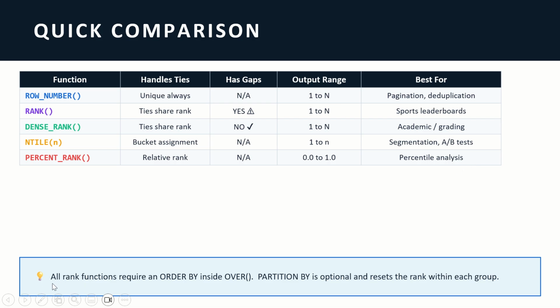One important thing to note here, as I have repeated also, all the rank functions require an order by inside over. However, partition by is optional and it resets the rank within each group. So if partition by is not required, you can skip it. It's not a mandatory clause. It's an optional clause. But you should have a proper understanding of partition by, because in many cases you will mandatorily require to use the partition by clause.